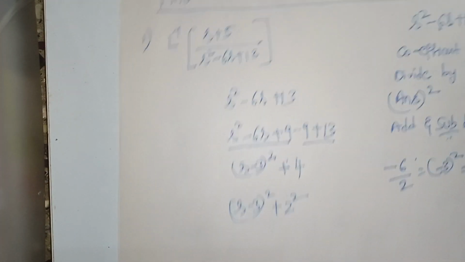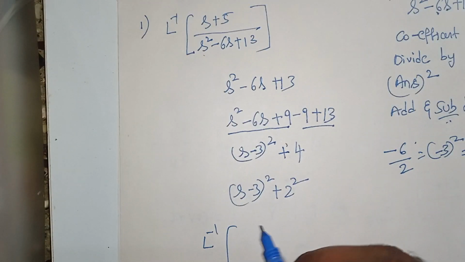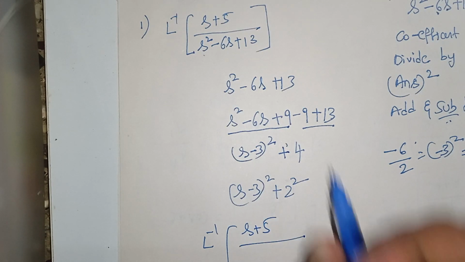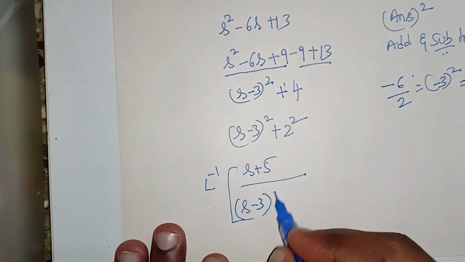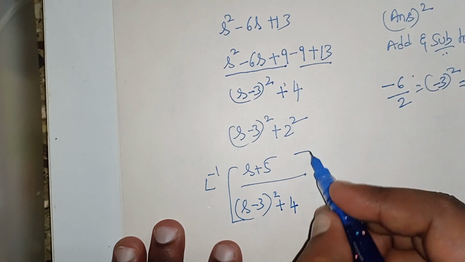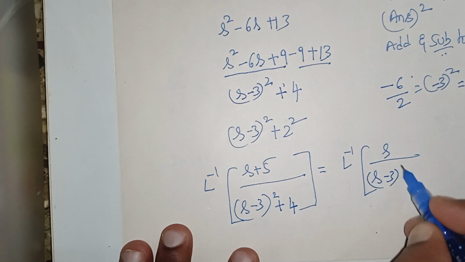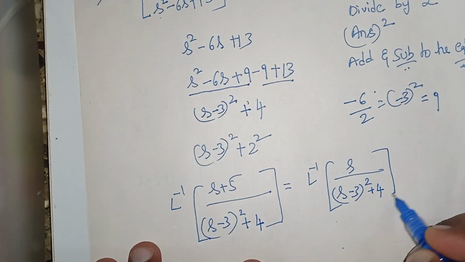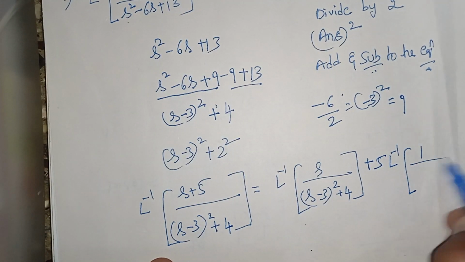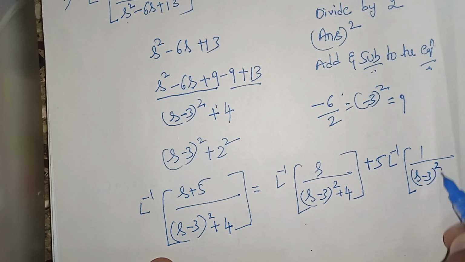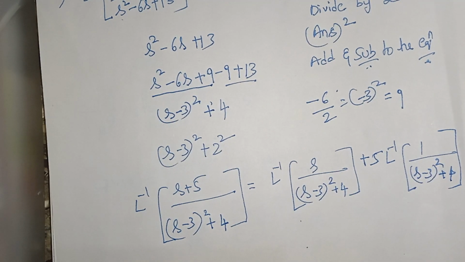So basically the L inverse of (s plus 5), divided by, in the place of the denominator I can use (s minus 3) whole square plus 4. Again I will split it: L inverse of s divided by (s minus 3) whole square plus 4, plus, since 5 is a constant, 5 into L inverse of 1 divided by (s minus 3) whole square plus 4. So I will continue with this.